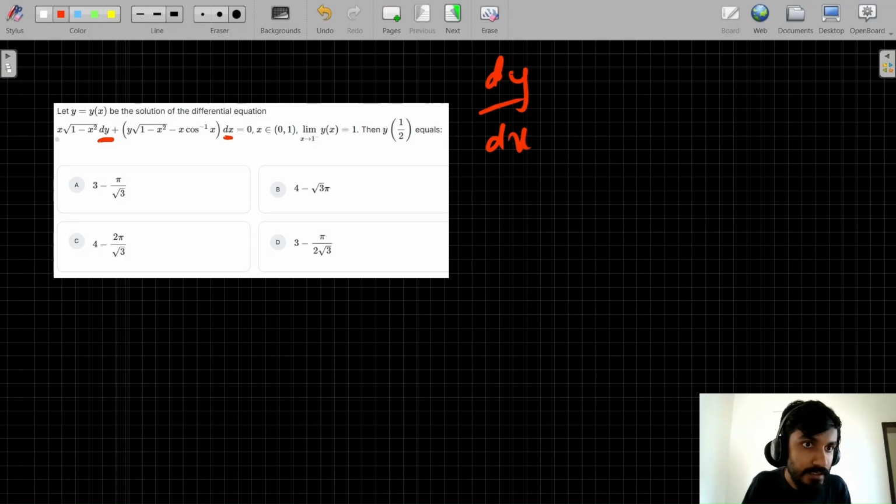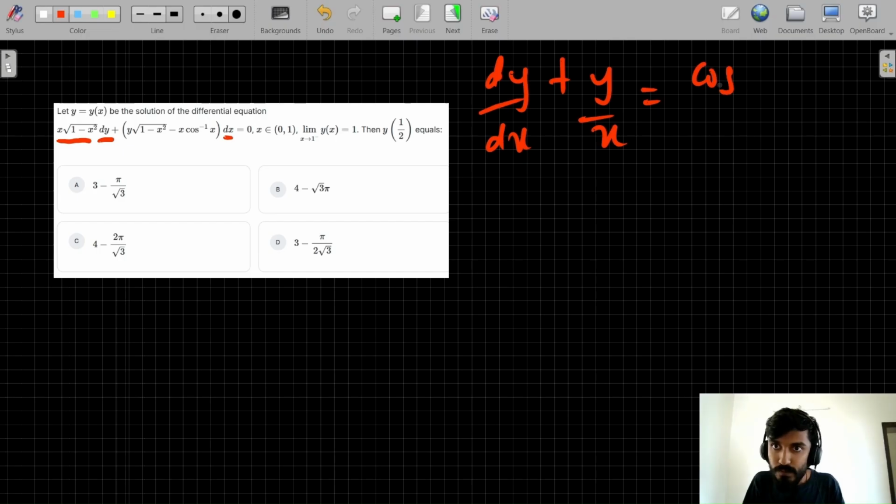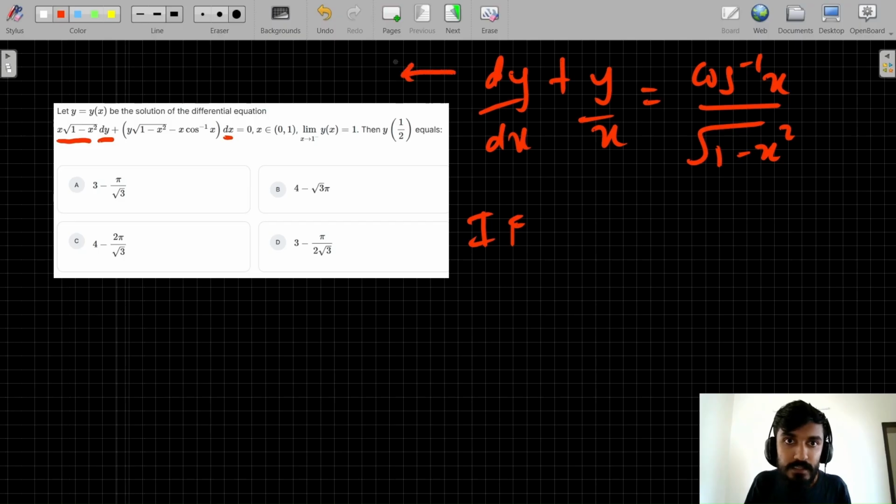Here we have this x into root of 1 minus x square, right? So this has to be separated from dy by dx. So I'll simplify it to dy by dx plus y by x equals cos inverse x divided by root of 1 minus x square, right? After simplification, we get this. Now integrating factor. Okay, wait, before this is a linear differential equation, right? You agree with this? Yes.